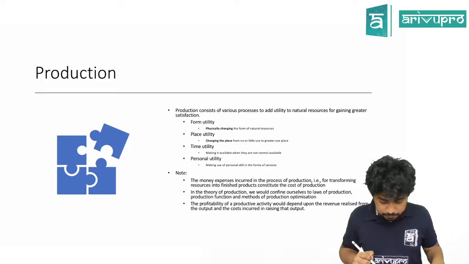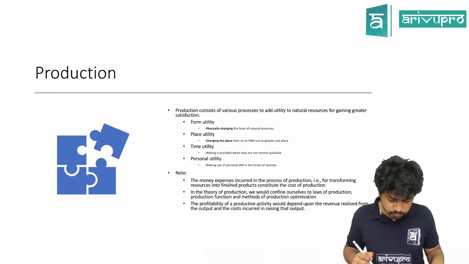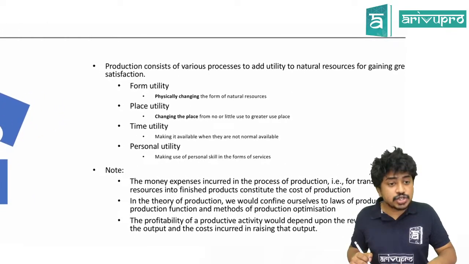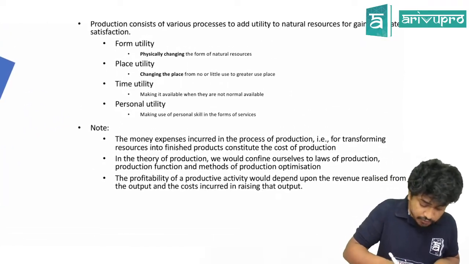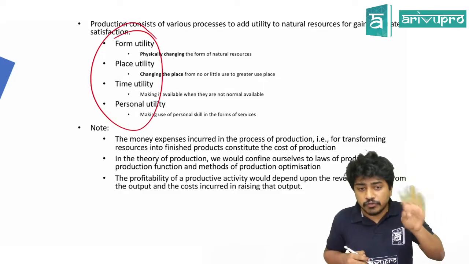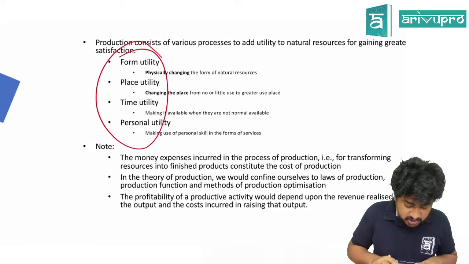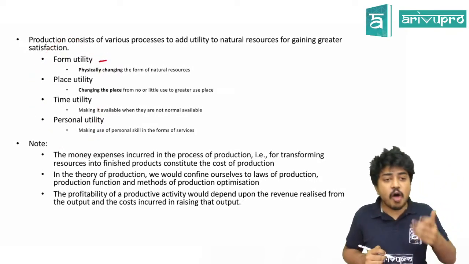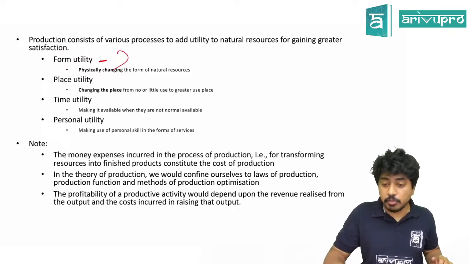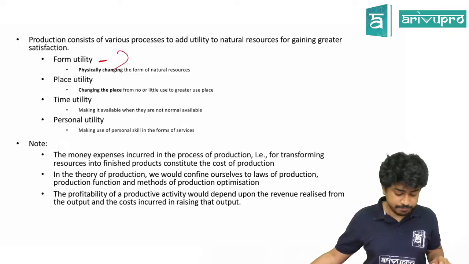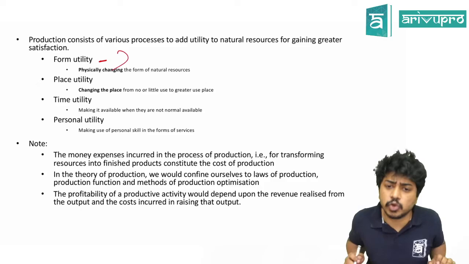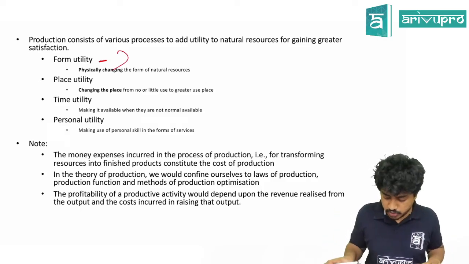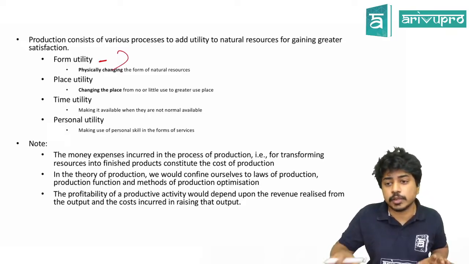Done. Now, production. I told you, no? Creation or addition of utility. It is of four forms. We'll see. What is the first form? This is the first form, form utility. All right. What is this form utility? First type of creation of utility under production.